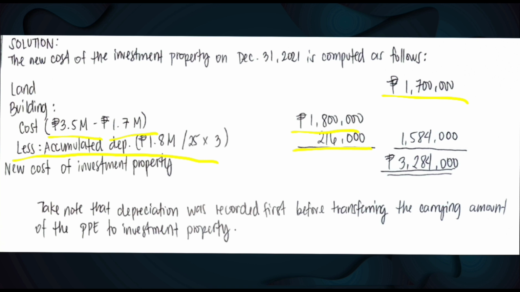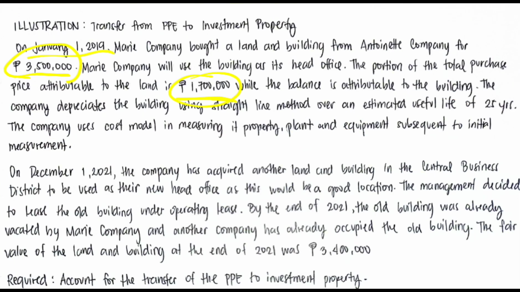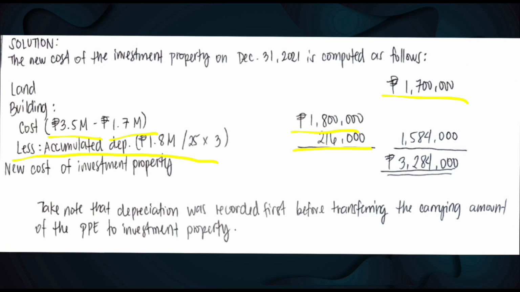So, from January 1, 2019 to December 31, 2021. So, 3 years equals 216,000. Then, ato ni minus 1.8 million minus 216,000, we have 1,584,000. Then, ato i-add 1.7 million plus 1,584,000. Then, we have the new cost of investment property, 3,284,000. So, take note that depreciation was recorded first before transferring the carrying amount of the PPE to investment property.